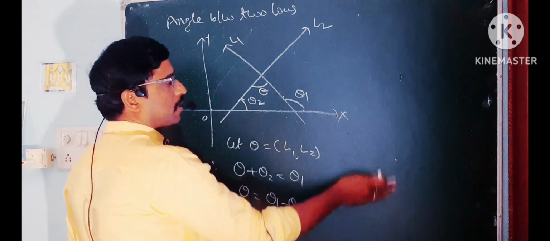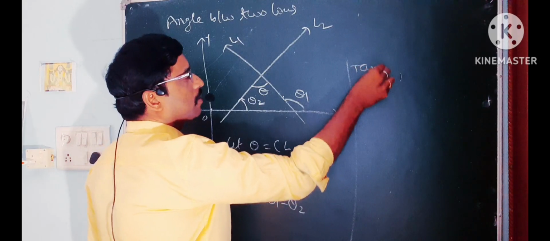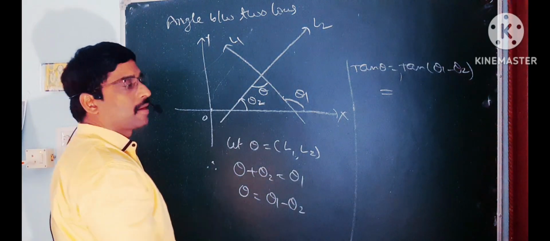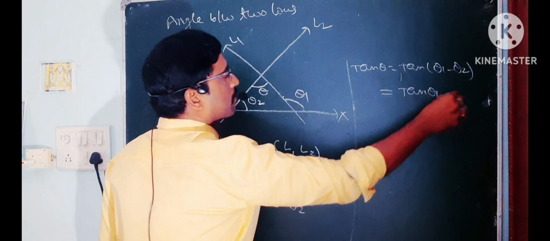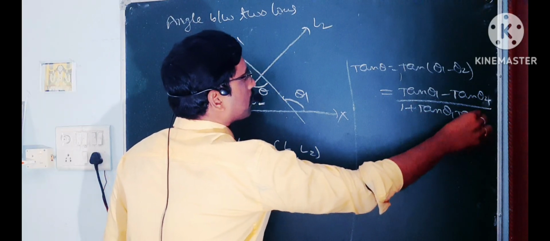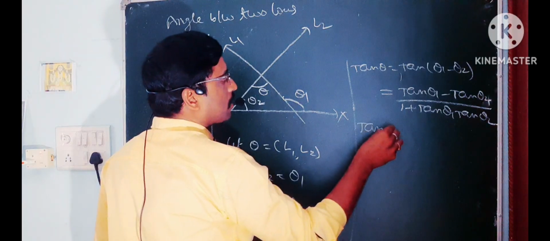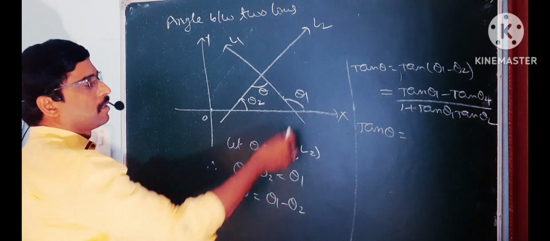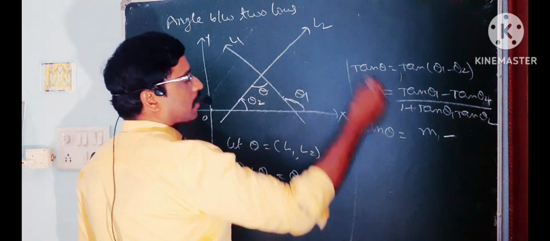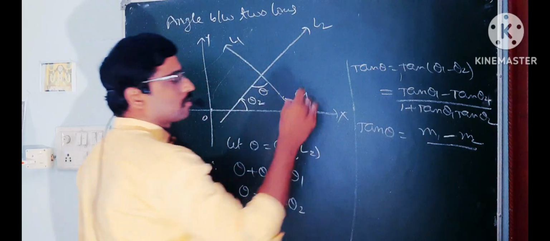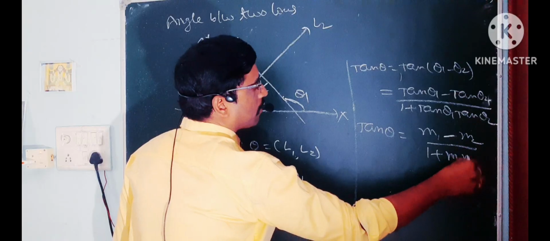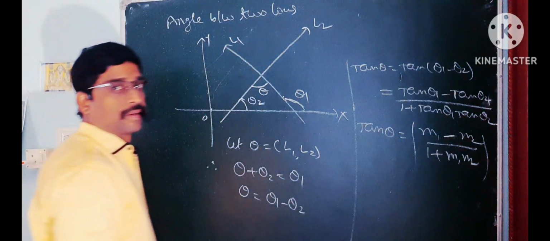Now taking tan on both sides, tan theta is equal to tan of theta 1 minus theta 2. By using tan(A minus B) is tan A minus tan B by 1 plus tan A tan B, tan theta is equal to tan theta 1 minus tan theta 2 by 1 plus tan theta 1 into tan theta 2. What is tan theta 1? Tan theta 1 is m1. What is tan theta 2? That is slope of second line, m2. Where m1 is slope of first line, m2 is slope of second line. So tan theta is equal to m1 minus m2 by 1 plus m1 m2.